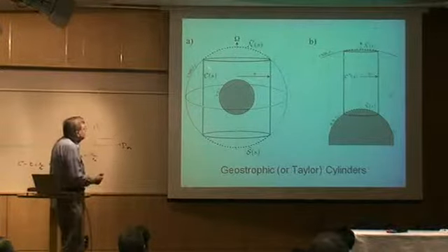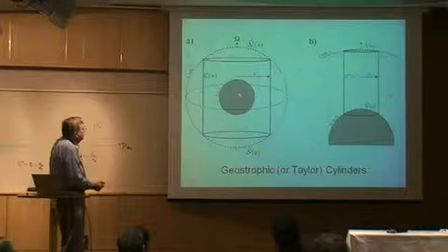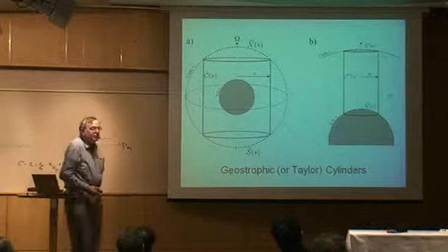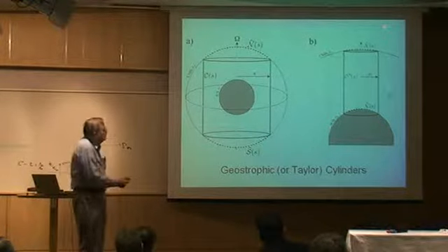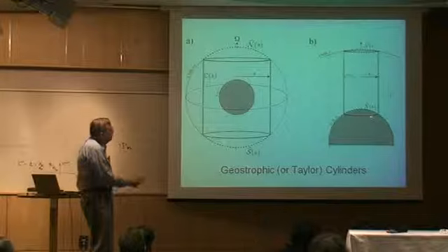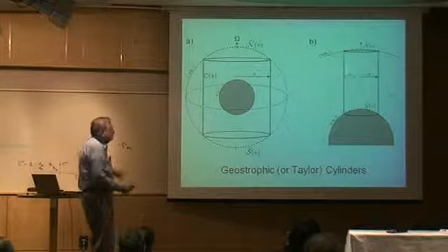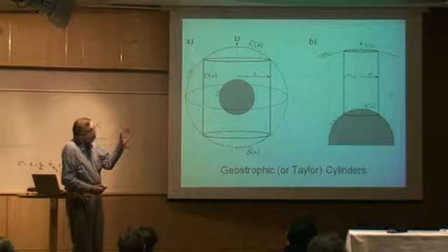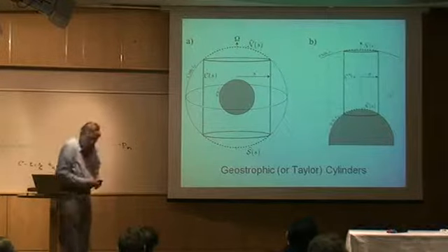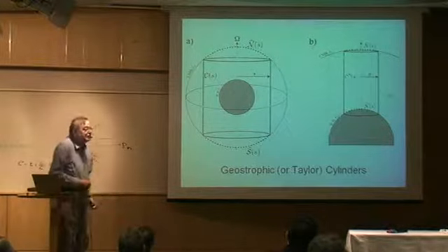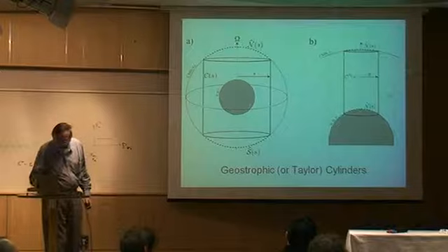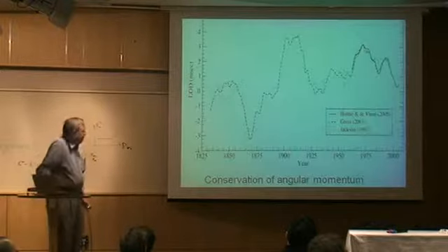Now that's what it is if you're outside the inner core. If you're inside, the situation is more complicated. You have two Taylor cylinders, one above and another one below, which is not shown. But again, the motion is only dependent on s and t. Am I going too fast? No? Okay, that's good to know.